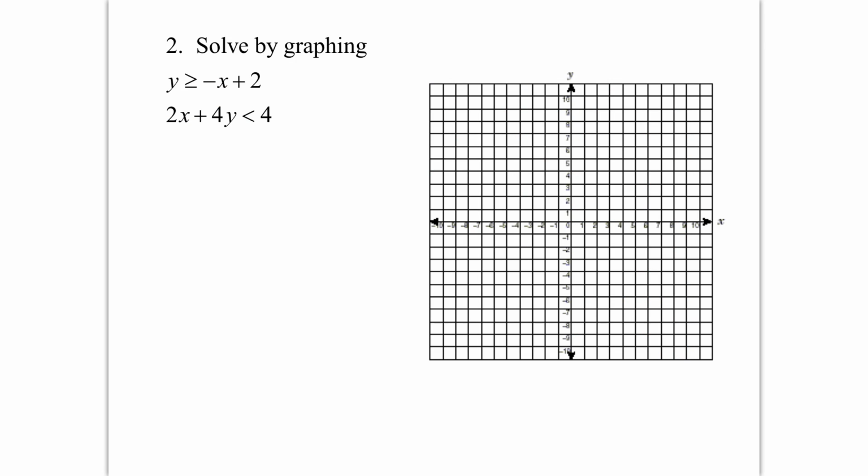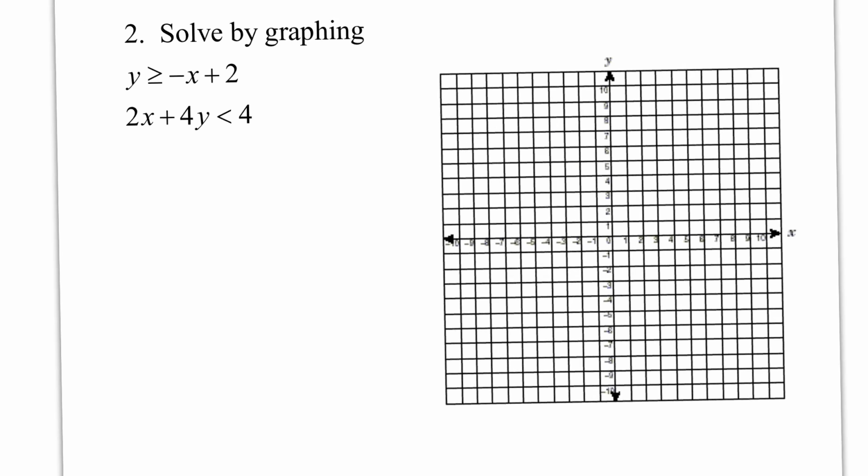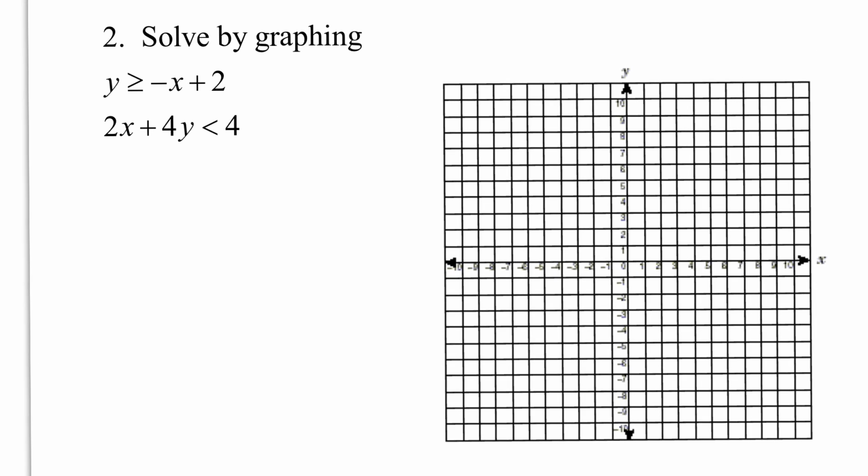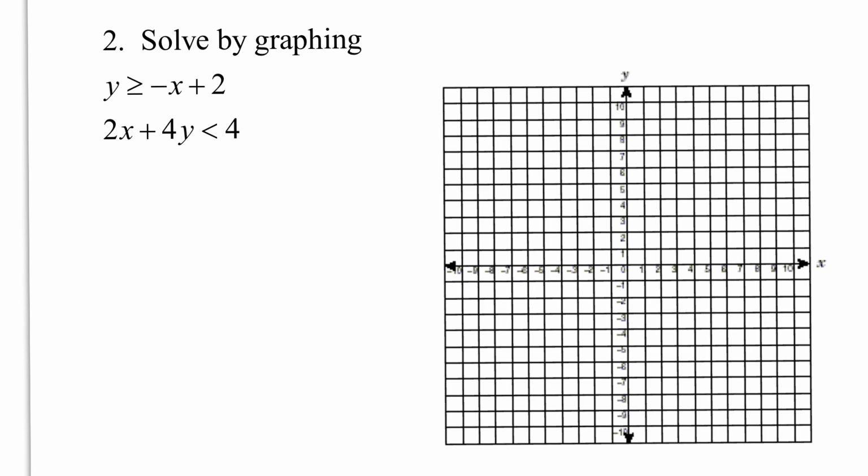Notice this one, same idea. You guys need to find the slope and the y-intercept. And then you check what side to shade. The top inequality, we do have the y by itself. So I can find the slope, I can find the y-intercept. The bottom is standard form. The x and the y are on the same side. So I'm going to use the little shortcut to find the slope and the y-intercept.